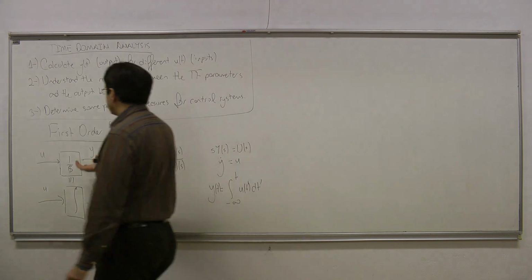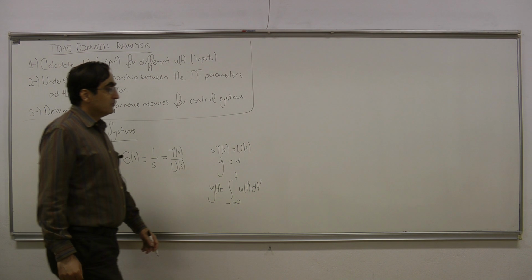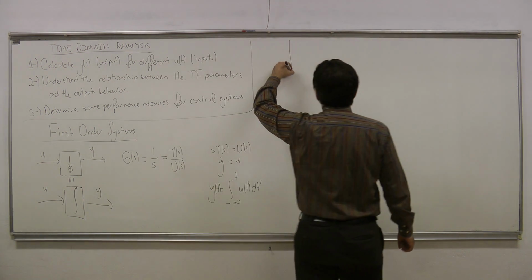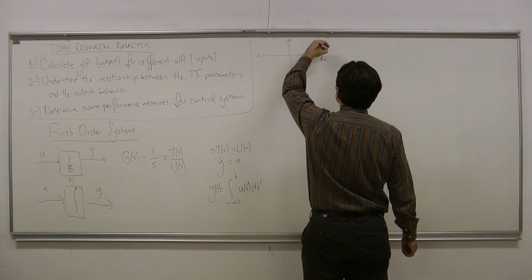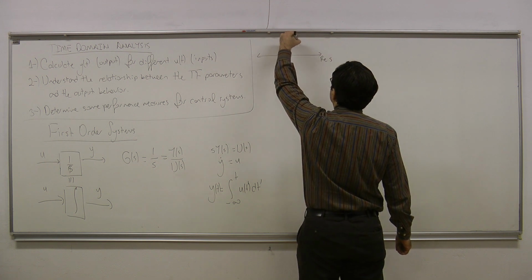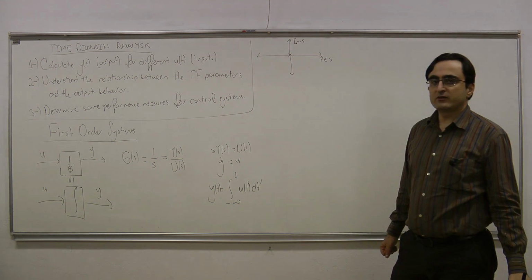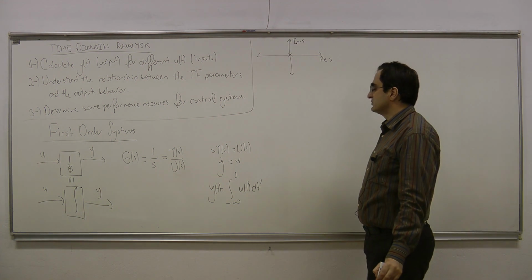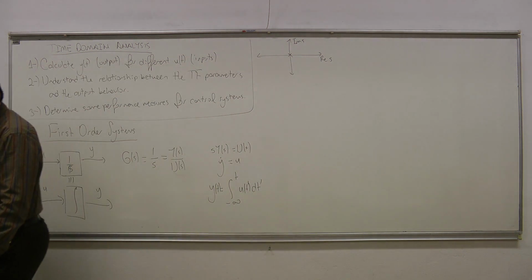So this system is a first order system, and where are its poles and zeros? We see that it doesn't have any zeros, but it has a single pole at 0, at the origin. So if I make a pole zero plot, I would see that this system has a single pole at s equals 0, at the origin, and it doesn't have any zeros.